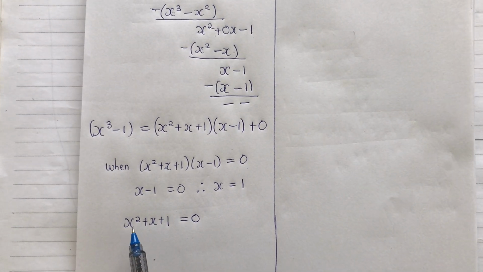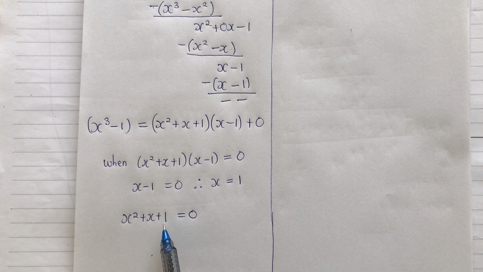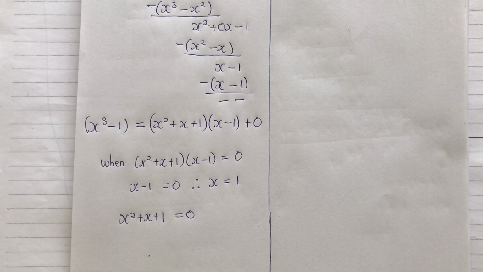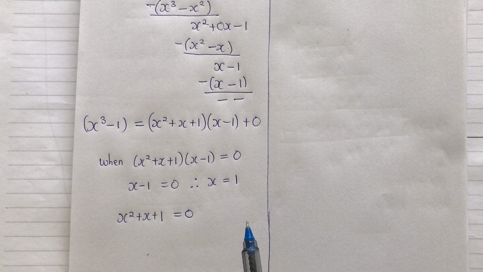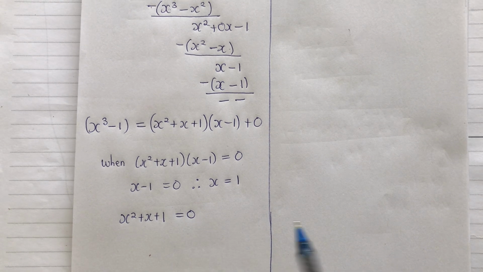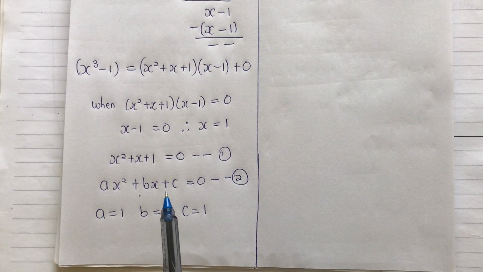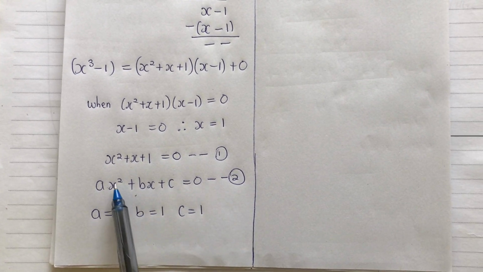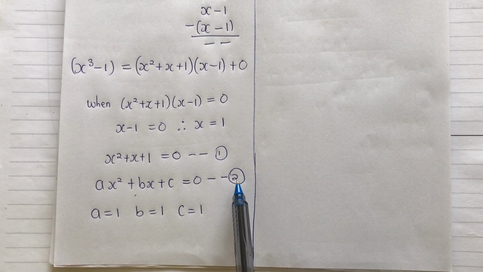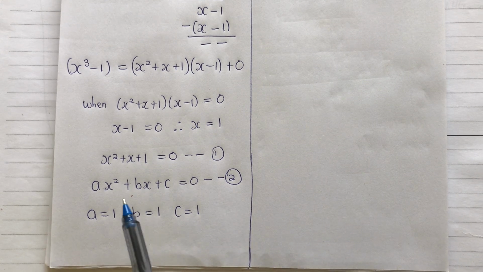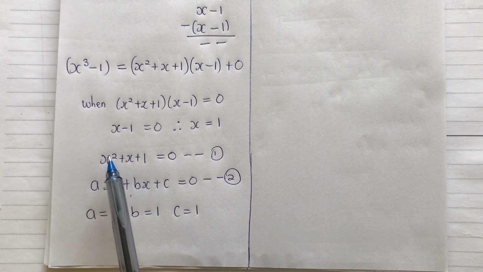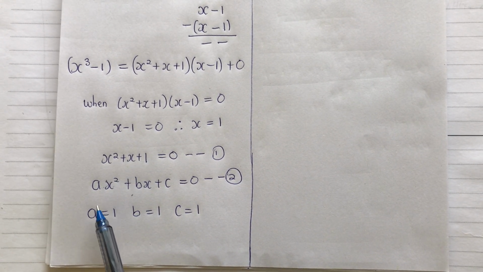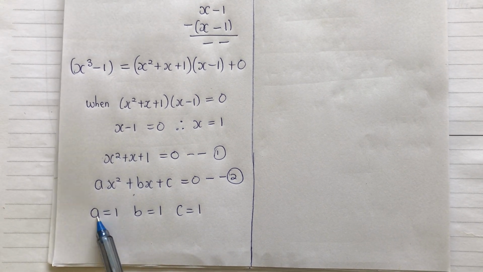Now for x squared plus x plus 1, it's a quadratic equation. So we need to use the quadratic formula to find the root. So let's consider this and let's use the quadratic formula. Now when you look at this, I have compared the result with ax squared plus bx plus c to make it very simple for you. Then I can compare the coefficients. The coefficient of x squared term is what? 1. So we have a is equal to 1.